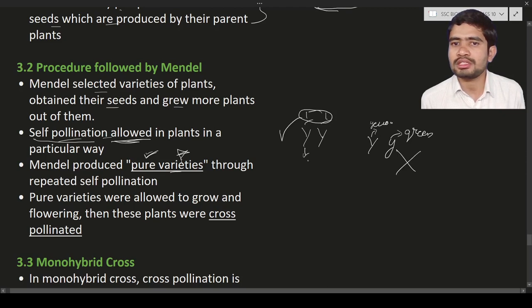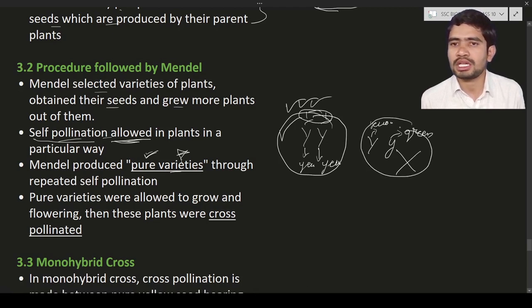Why? Because this is for the yellow and this is for the yellow. So both are the same. By the process of self pollination, you can produce such kind of pure varieties. You cannot produce such pure varieties with cross pollination, so cross pollination is not suitable for the production of pure varieties. Mendel followed the same procedure. He did self pollination of plants to produce such pure varieties over generations.